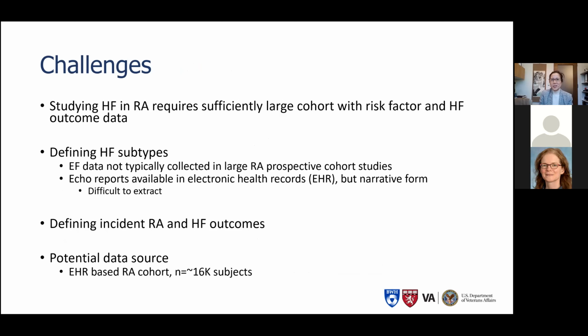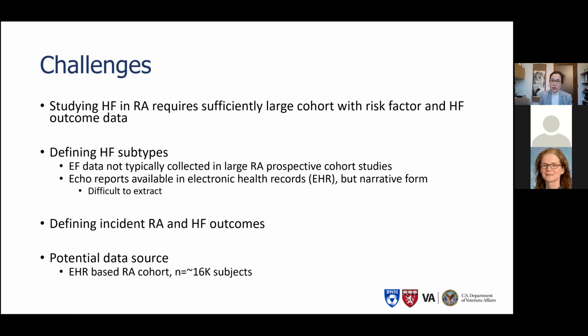So what are some of the challenges here? There's obviously reasons why this hasn't been studied before. One of them is that studying heart failure requires a sufficiently large RA cohort with both risk factor and outcome data. The second is actually defining the subtype. As I mentioned, HFpEF already does not have a great definition in the general population or in the larger cardiology studies. There's a lot of debate. And so for us to even start at this, we would need this ejection fraction data, which is not typically captured even in our large RA cohorts.